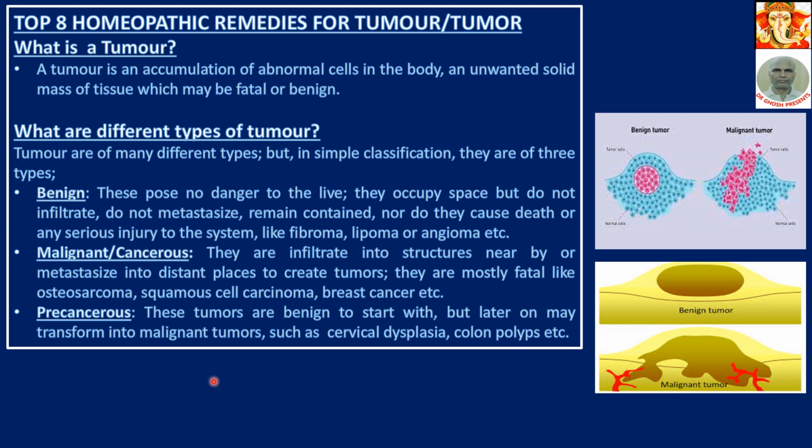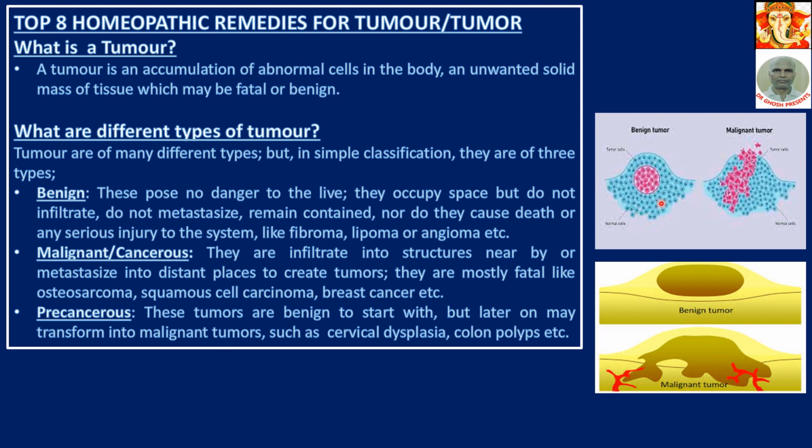Malignant or cancerous. This tumor infiltrates into nearby structures or metastasizes. Metastasize means moving from one place to distant places to create tumors. They are mostly fatal, like osteosarcoma, squamous cell carcinoma, breast cancer, etc. Precancerous: these tumors are benign to start with, but later on may transform into malignant tumors, such as cervical dysplasia, colon polyp, etc.